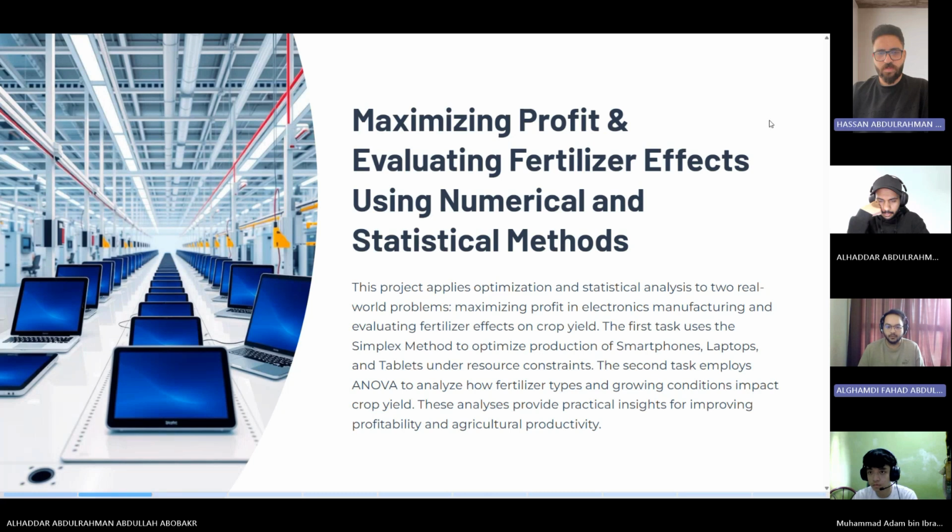Next, we shift focus to agriculture, where we analyze how different fertilizers and growing conditions affect crop yield. This part of the project uses ANOVA, or analysis of variance, to uncover meaningful patterns in the data. Together, these methods offer valuable insight, helping manufacturers boost profitability and farmers enhance productivity. Let's explore how mathematics can drive smart decision making in diverse industries.